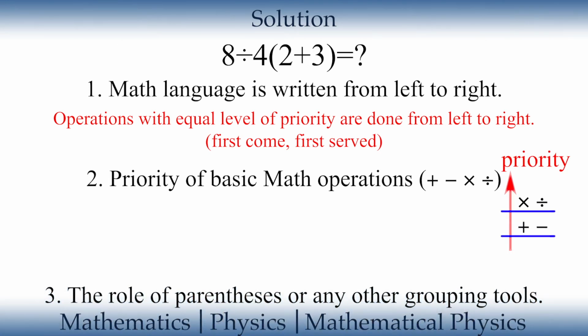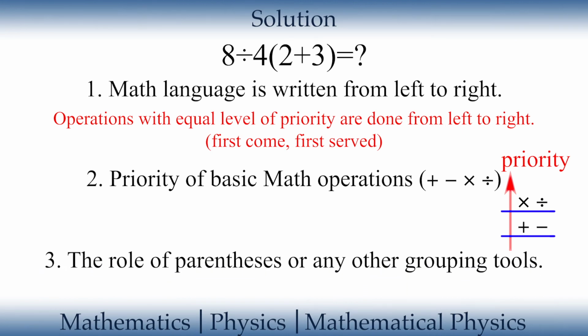Finally, we have to consider the role of parentheses or any other grouping tools such as brackets. Grouping tools like parentheses establish a separate entity. This means that we have to, first, serve whatever exists inside the parentheses as a separate entity regardless of what's happening outside, and then apply the result of this entity to the other operations outside of the parentheses.